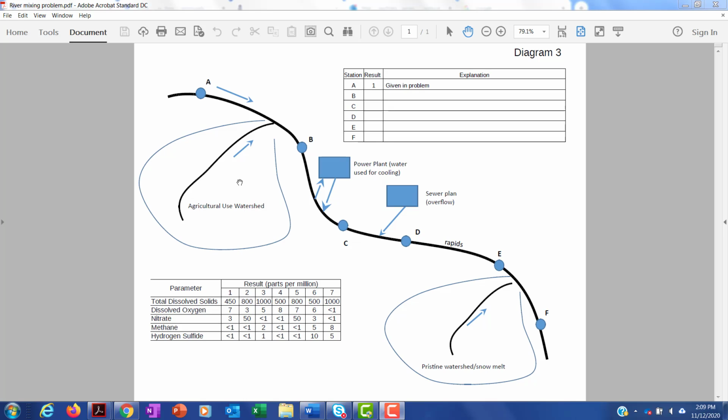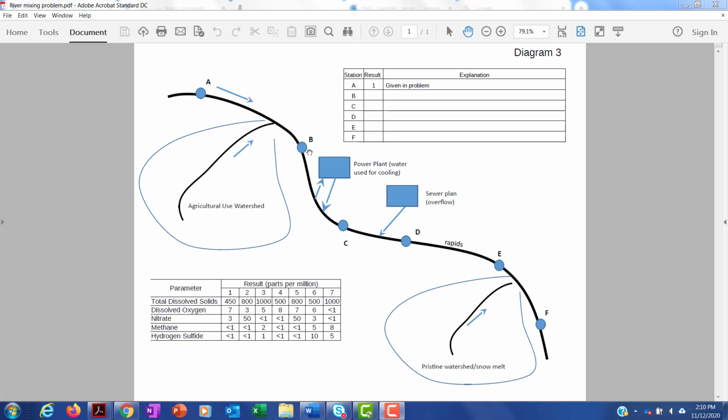We know from the eutrophication paper, it's nitrate and phosphorus, nutrients. So what sample shows an increase in nitrate, but really nothing else? And that would be number 5. I would say 5 best fits here. We got a ton of nitrate coming in. It goes from 3 to 50. The DO stays the same. And TDS doubles because nitrate is a salt.